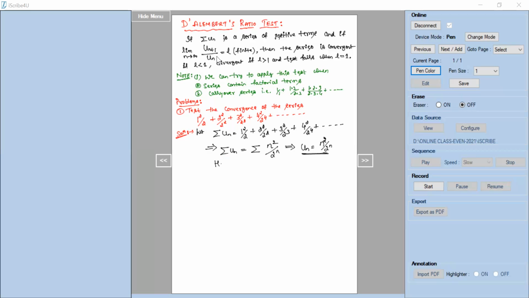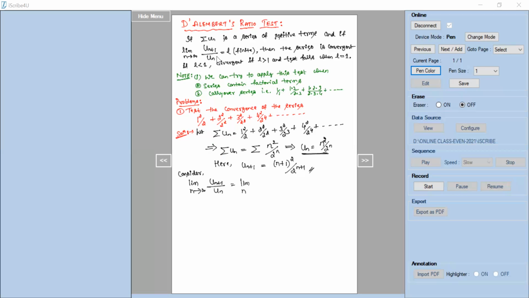So here U_n+1 becomes, replace n by n+1. So we get (n+1)^2 divided by 2^(n+1). So this is our U_n+1. Now let us take the limiting condition of D'Alembert's ratio test, that is limit n tends to infinity U_n+1 by U_n.